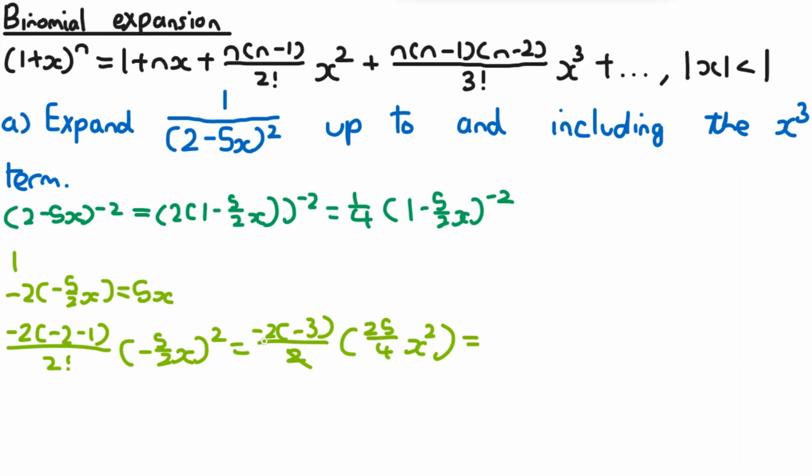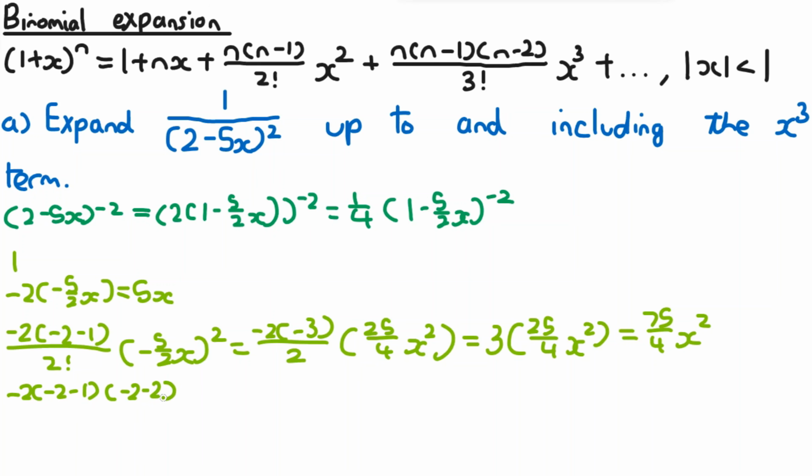And this is equal to, so this 2 here is going to cancel out, and these negatives are going to cancel out as well to just leave 3 here, so it's going to be 3 times 25 over 4x squared, which is therefore going to be equal to 75 over 4 x squared. And then the fourth term here is going to be n, which is minus 2, then minus 2 minus 1, minus 2 minus 2 over 3 factorial times minus 5 over 2x cubed. And I'm just going to put this into the calculator, and if you put this into a calculator, you get out a value of 125 over 2 x to the power of 3.